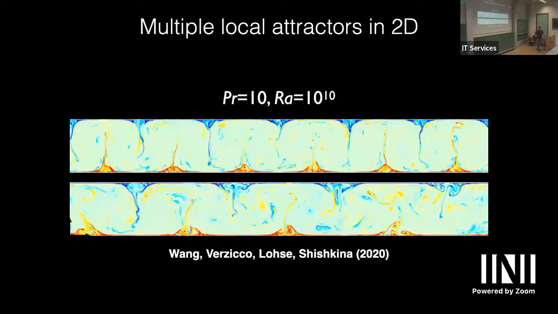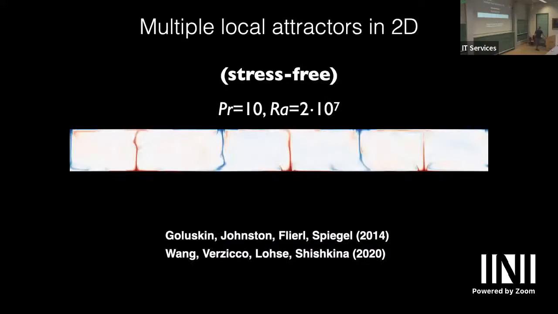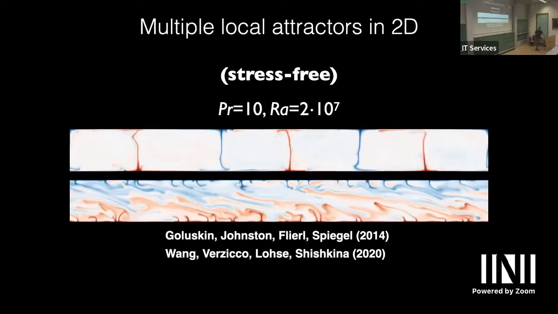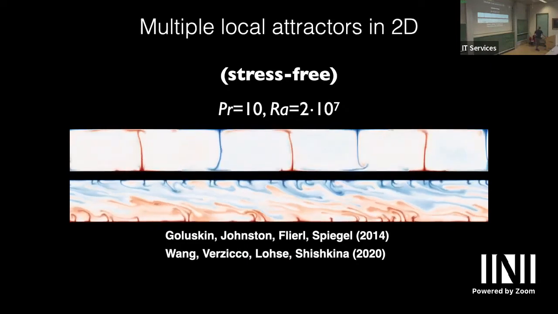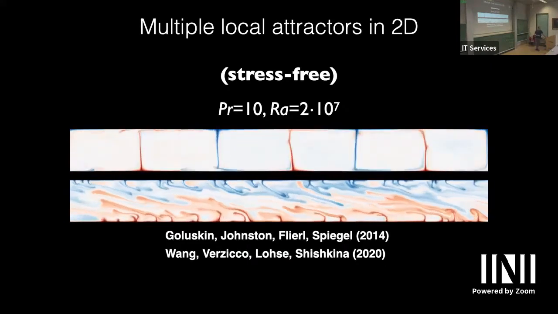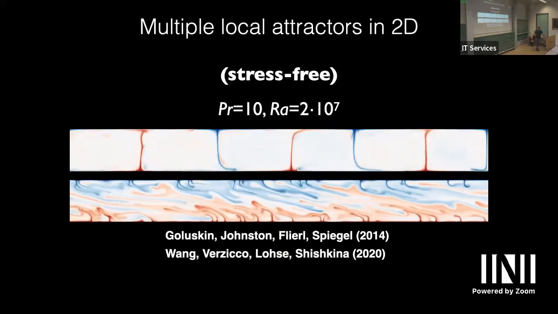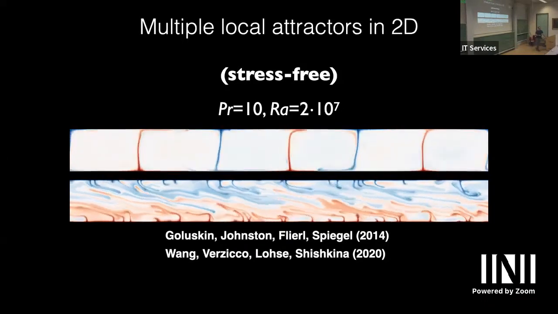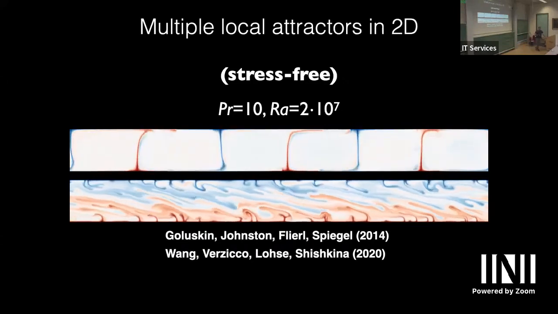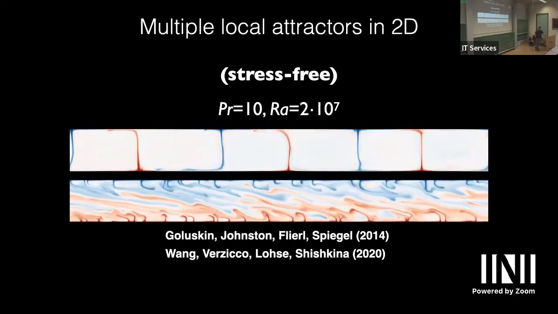Now, this is really an aside because I now have to jump to stress-free boundaries, but I can't resist telling you that if you have a 2D domain, horizontally periodic with stress-free boundaries, you can get even more different states. The only difference between these two simulations is the initial condition. And actually, there are interesting questions about whether the state on the bottom is really an attractor or just a very, very long-lived transient. But that's ongoing work I don't have time to talk about.